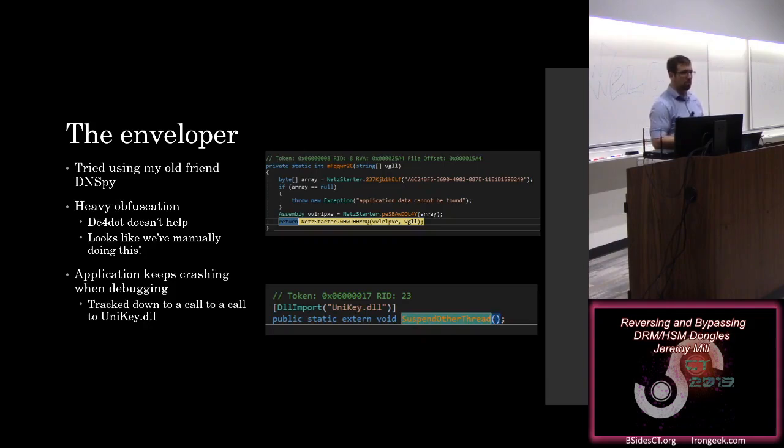It's really awesome when it does work out that way, because you're right back to basically the same executable. So we're kind of stuck manually digging our way through it. Unfortunately, right, the anti-debug functionality that we talked about is there. So as I'm trying to step through this and set breakpoints on interesting looking functions, the application keeps crashing. Manually digging our way through, we find a single call to unikey.dll, this function suspend other thread, and the crash is happening after this call.